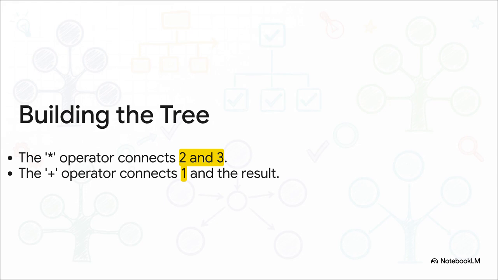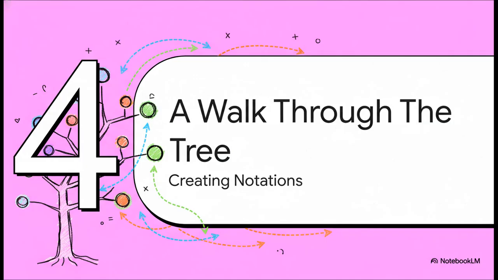Okay, next up, the addition operator. It connects the number 1 to the result of that whole multiplication branch we just made. And just like that, the plus sign becomes the new root of the entire tree. See what happened there? The structure itself now forces the correct order. The ambiguity? It's totally gone.